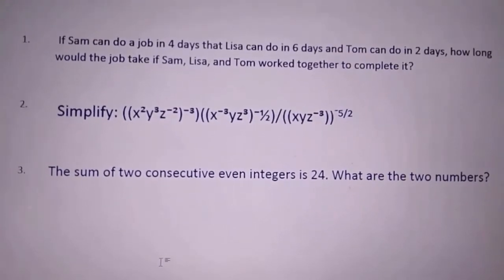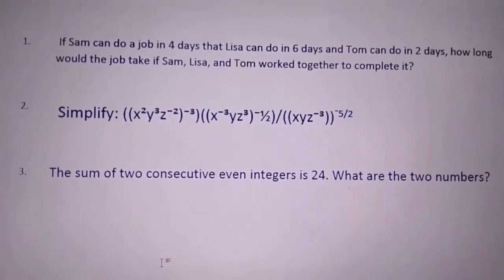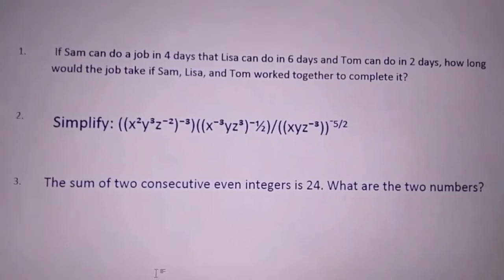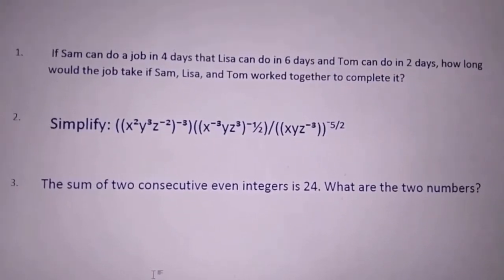For number 3, the sum of two consecutive even integers is 24. What are the two numbers? So let's proceed to our solution. Okay guys, let's proceed to our solution to those 3 problems.